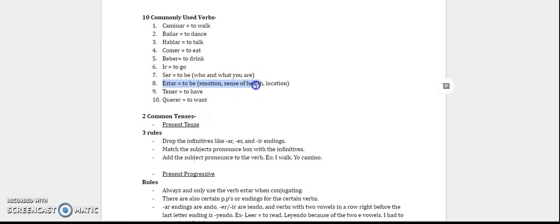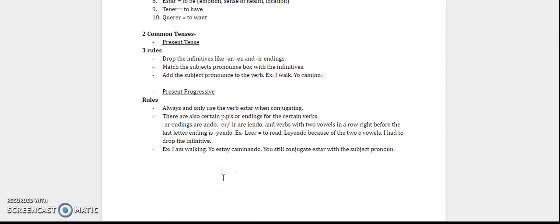Now when you're using the present progressive, you always have to use the verb estar, which is right here, which is to be. But there are two to be's, ser and estar, and estar is for emotion, sense of health, and location. That is normally what the present progressive would be about, because it's what you're doing and it involves a location. So there are certain endings for these verbs.